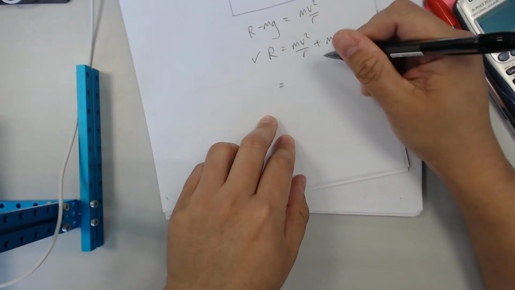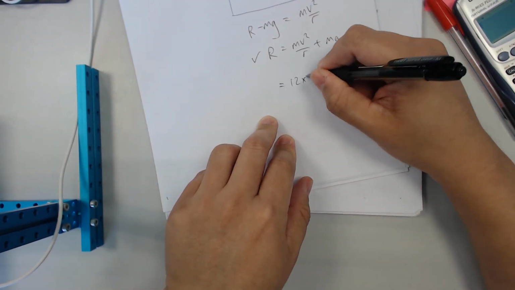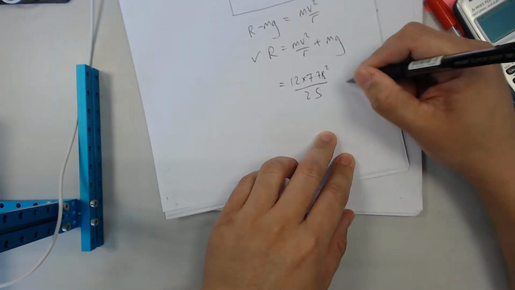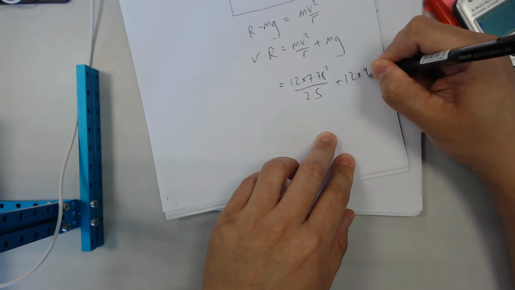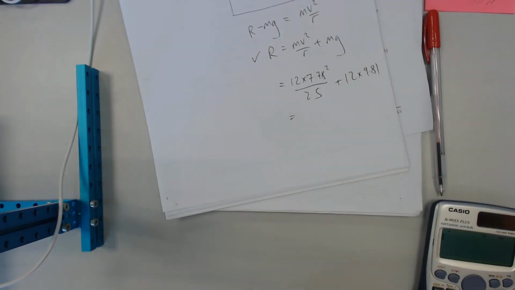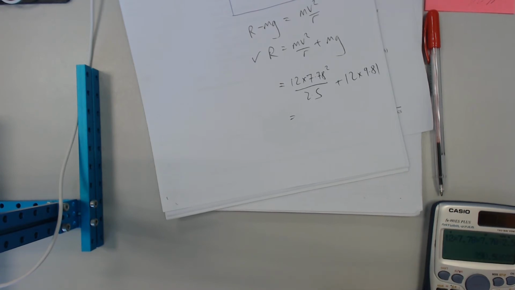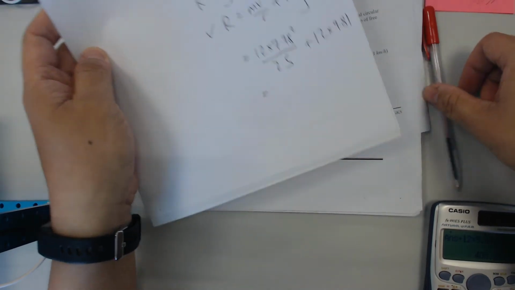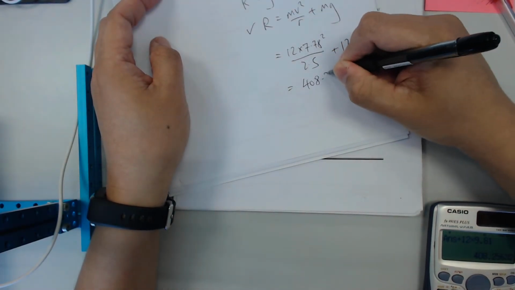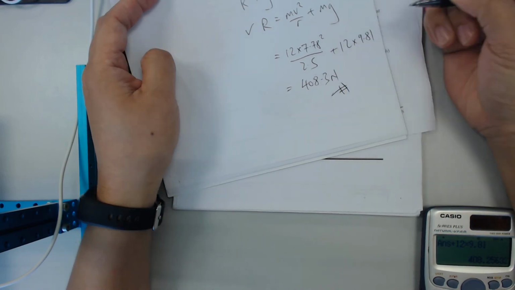So it would be 12 times 7.78 square over 2.5 plus 12 times 9.81. The answer is 408.3 newtons.